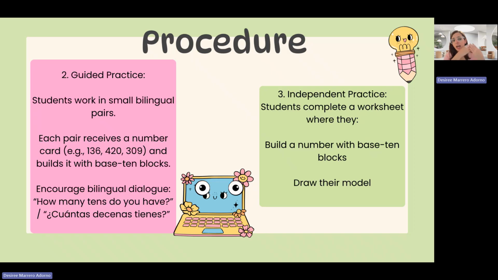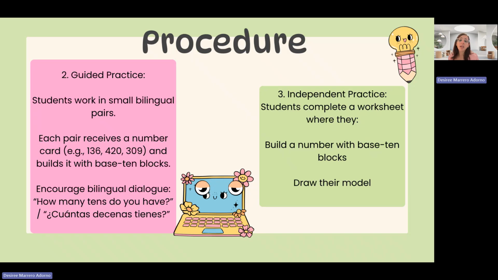Then in the other part, they have a guided practice with a partner. I pair them strategically. They work in small bilingual pairs. I gave each of them a number. One of them has 136, another one has 420, another one has 309, and they have to build it as I did first, but with the partner. In this process, I go by the pairs to help them and encourage the bilingual dialogue, of course, with them. Just how do you say this in English? This is the hundreds and everything.